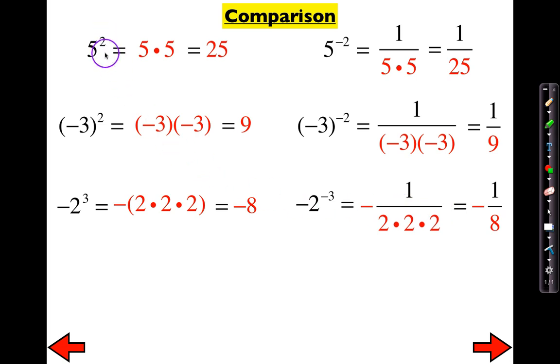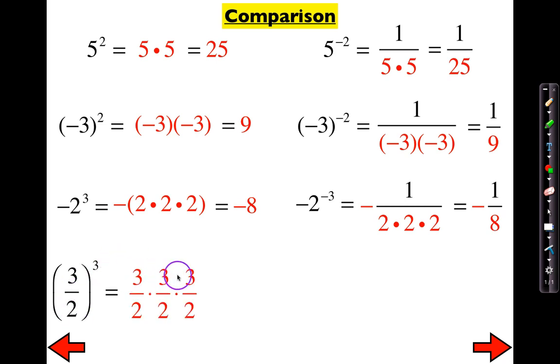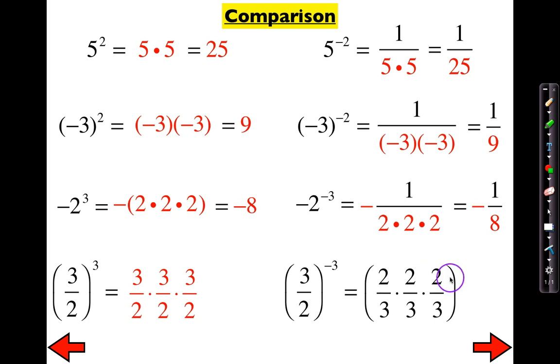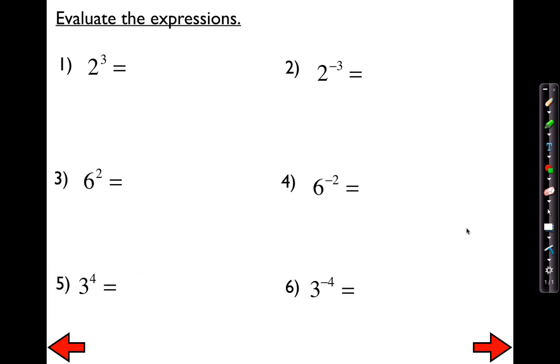Quick reminder, positive exponents represent repeated multiplication, but negative exponents represent repeated division. Notice we're starting with 1 and we're dividing. Let's see, 3 halves cubed is going to be 3 halves repeated 3 times. But 3 halves to the negative third power is 2/3 repeated 3 times. So that's the difference between 27/8 and 8/27. By this point, hopefully you're recognizing a pattern. What I'd like you to do now is pause the video and try numbers 1 through 6 on your own.